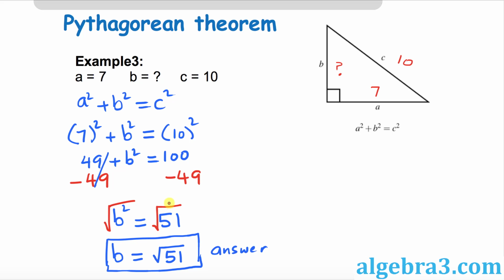And also in example 3, in this case b is the unknown side. So we again applied the Pythagorean theorem and we figured out b equals the square root of 51 by just following the basic steps.